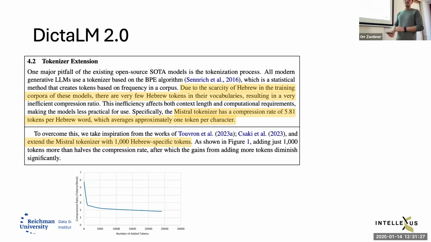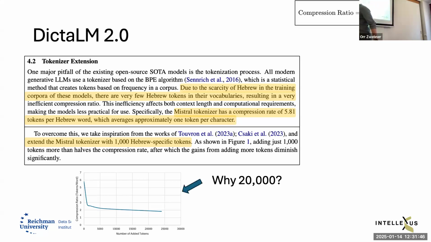DictaLM has fewer resources than Chinese models. There are fewer Hebrew speakers than Chinese speakers. So they had to implement some solutions to bridge the gap of the size of the data and fewer computational resources. You remember compression ratio; that's a graph showing compression ratio against the number of added tokens.